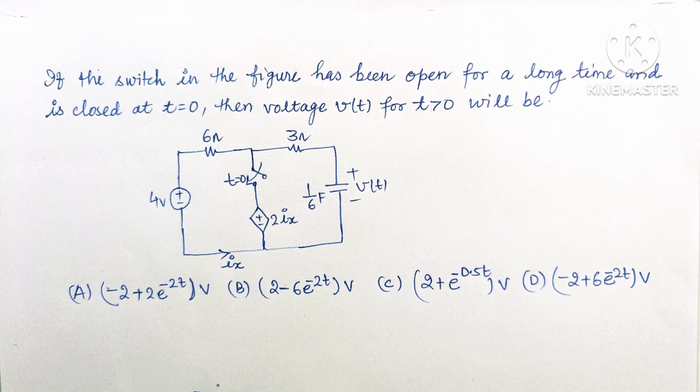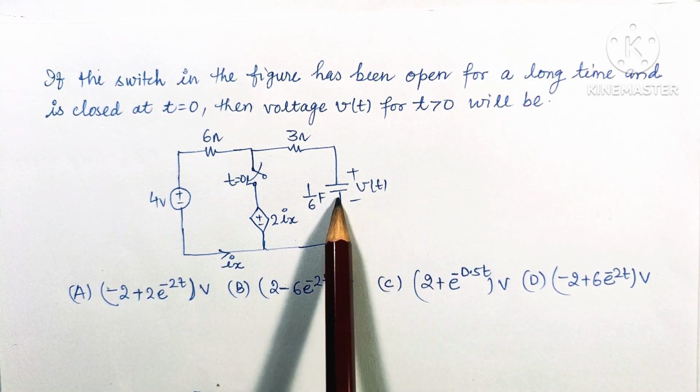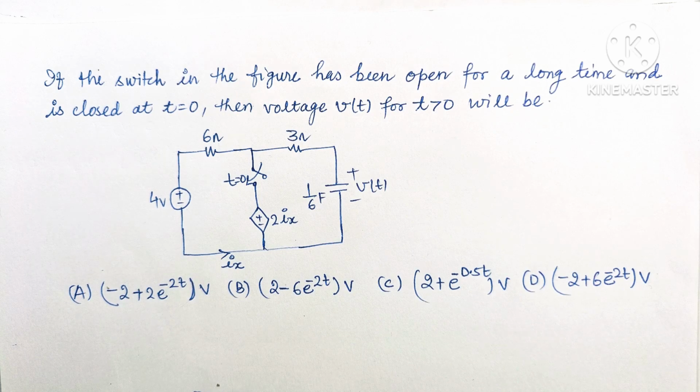Let us see a question for an RC circuit when it is connected with a DC source. Here in the question we have to find the capacitor voltage Vc(t) for t greater than 0 seconds, when the switch is closed at t equal to 0 seconds. So let us see how we can find the voltage Vc(t). These are the options given in the question.